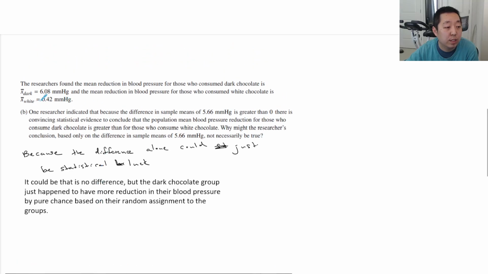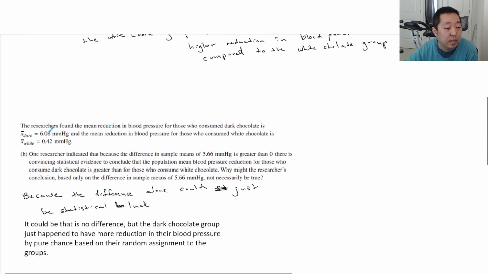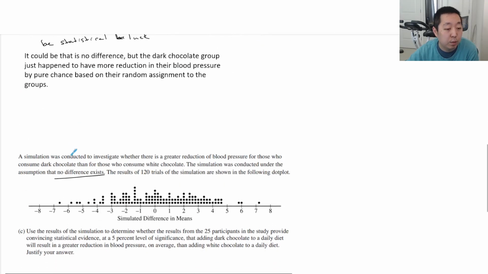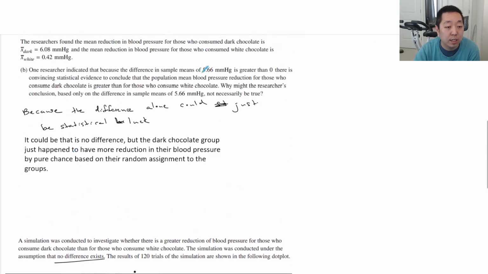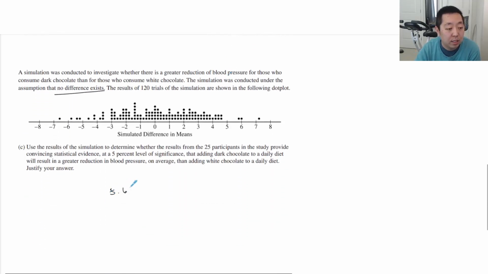So we observed, let's see. Okay, so we're using these numbers. We observed here a difference. So this is a simulated difference in means. The difference in mean we saw here was 6.08 minus 0.42. So we saw a difference of mean at 5.66. That's what he was saying here. So the mean of difference was 5.66. So we want to see if the difference is 5.66 or greater. So like 5.66 is about there.